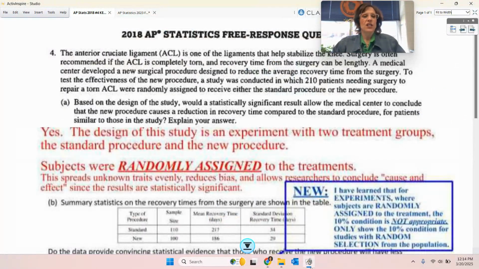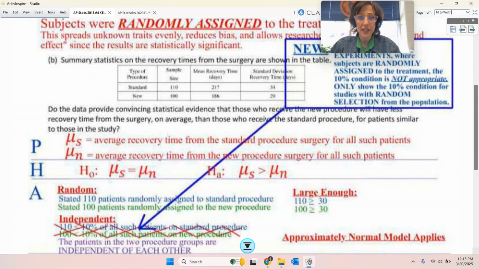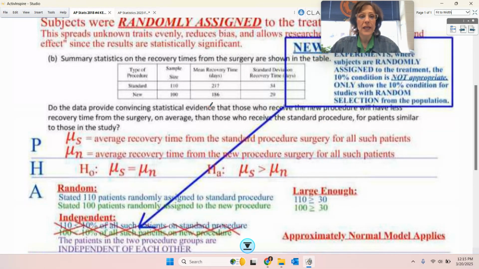All right, so we're going to do this 2018 number 4. And so, of course, this first one, you could tell that it was an experiment because you randomly assigned to the treatments. Remember that with an observational study, you just observe already existing conditions. Experiment, you randomly assign to the treatment groups. So we are then given information, and we are asked if we have convincing statistical evidence. So that is going to be a hypothesis test.